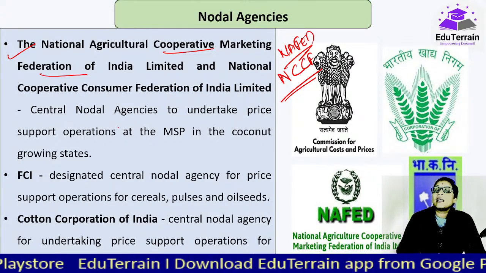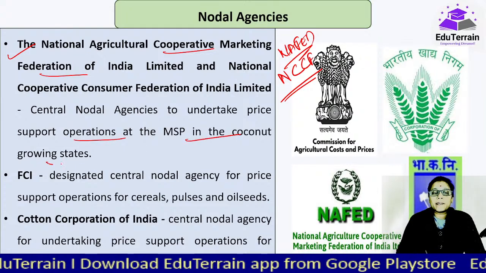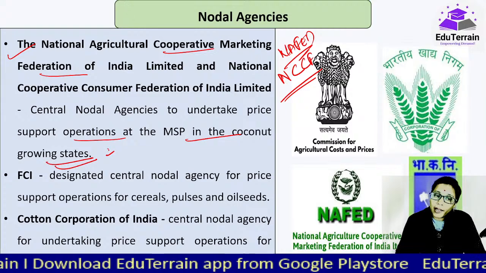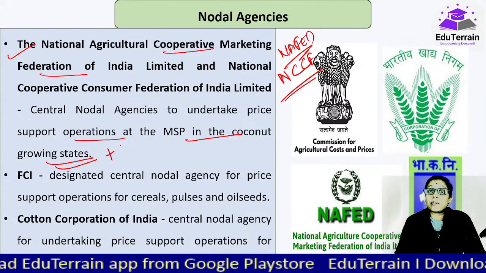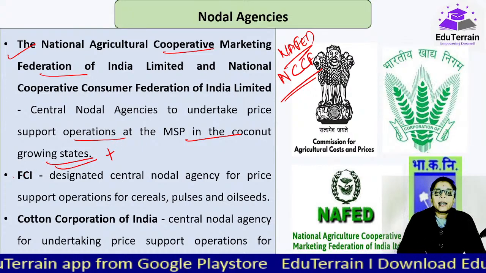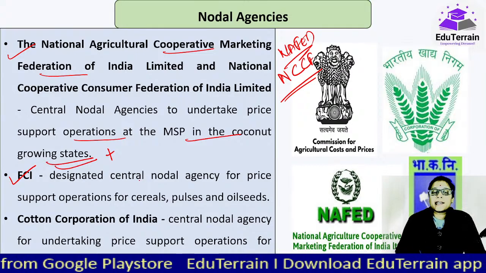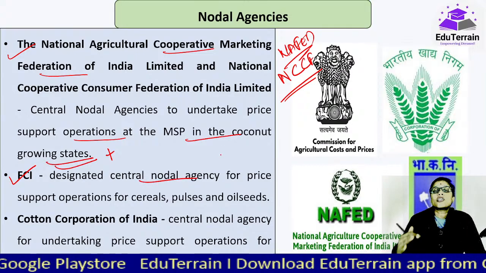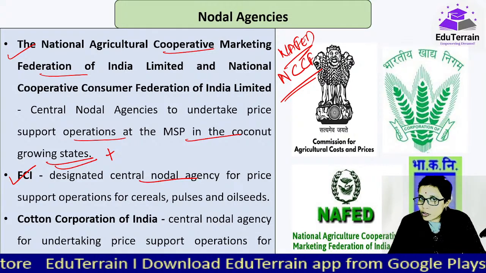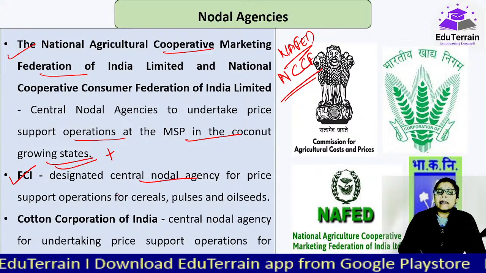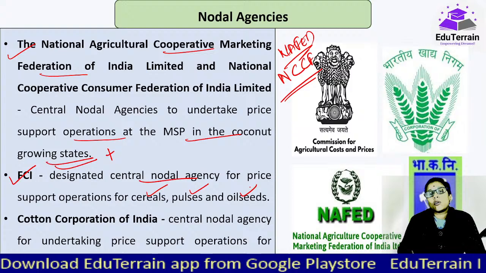So they will be the central nodal agencies to undertake price support operations at the MSP in the coconut growing areas, and sometimes they also venture out to procure other crops as well, like pulses and oilseeds. And FCI, that is the Food Corporation of India, is a designated central nodal agency under the Ministry of Consumer Affairs, Public Distribution. It supports price support operations for cereals, pulses and oilseeds.